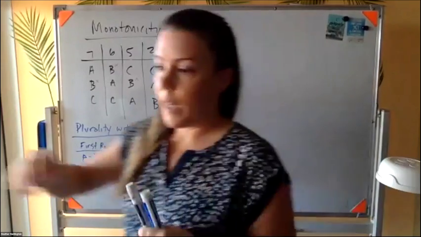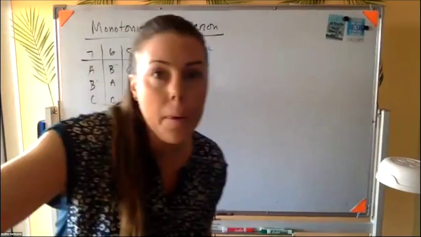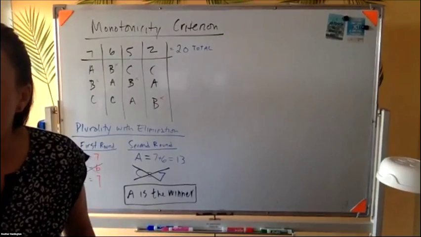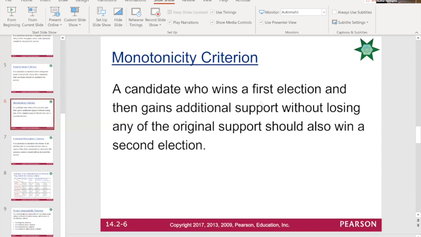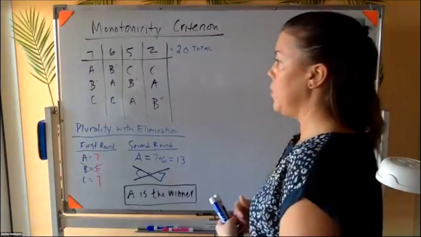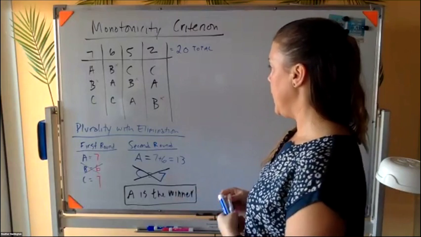All right, so let's go back to the monotonicity criterion again. I just want you to show, because we're going to now change it where A is the winner, he or she is going to get more support. The monotonicity criterion says a candidate who wins a first election and then gains additional support without losing any of the original support should also win a second election. So say we're trying to figure out who will be the best candidate for the Democratic Party or the Republican Party. So we come up with A.